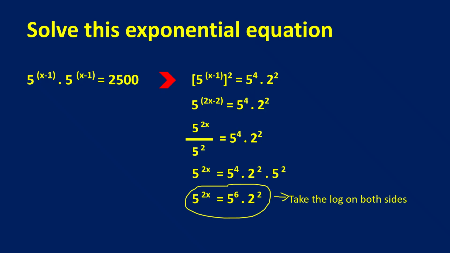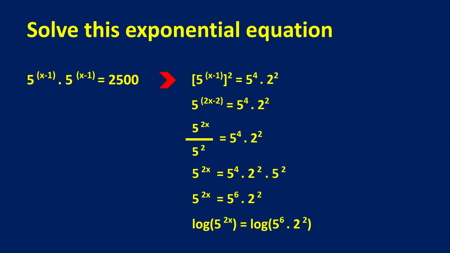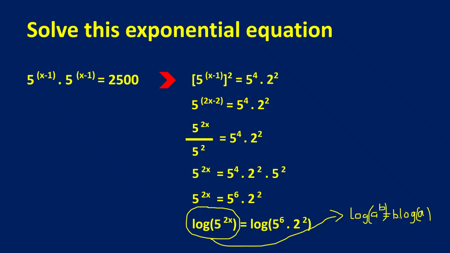Now we can take the log on both sides of the equation. There you go. Then we can rewrite the left-hand side of the equation. And as you can remember, the form of log of a to the power of b is actually equal to b times the log of a. So we simply take the power of b to the front of the log.